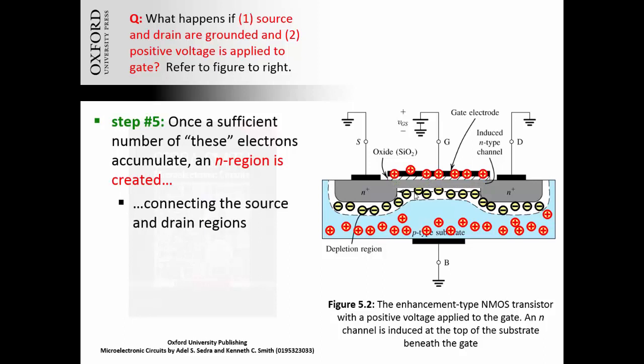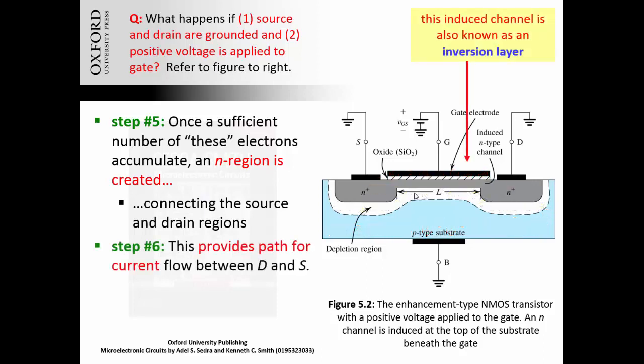Once a sufficient number of these electrons accumulate, an N region is created. So we now have this solid path going between the two N+ wells. This provides a path for current to flow between the drain and the source, and it is also known as an inversion layer because we effectively have inverted what was intrinsically a P-type region into an N-type region.